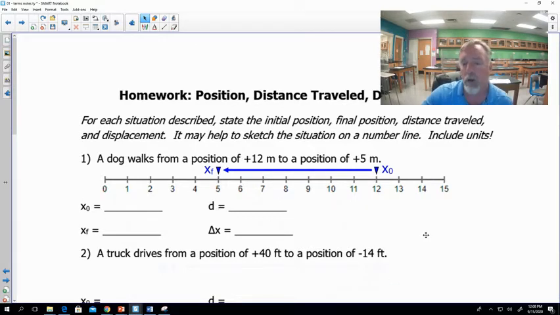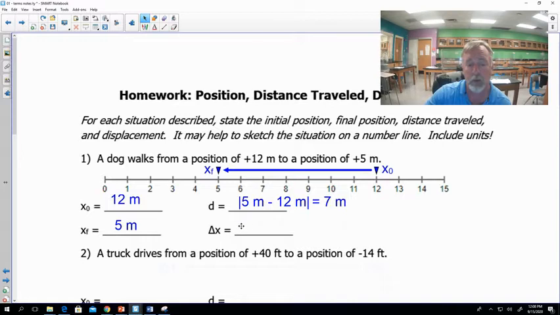So we already used this number line to help us understand things. We already labeled x naught, that's 12. We labeled our final x, that's 5. What's our distance? I'm going to take 5 where we ended up, 5 meters minus 12 meters, and we're going to take the absolute value of that. The difference between those two is going to be -7. Take the absolute value, and you're going to have 7 meters. So our distance was 7 meters.